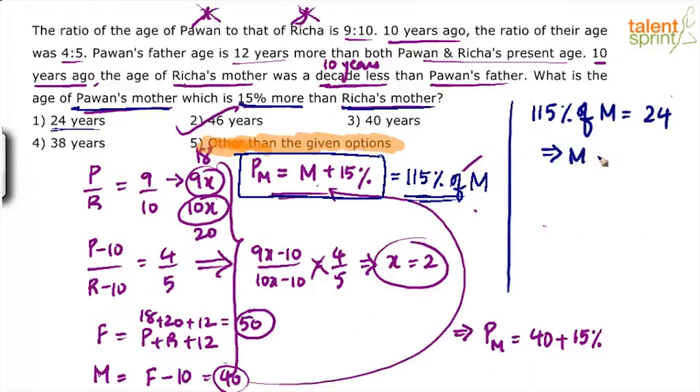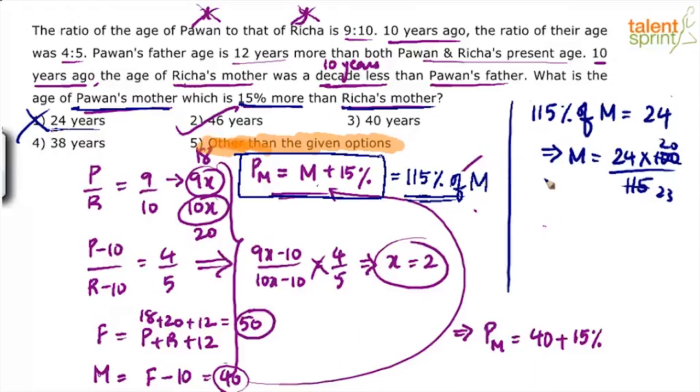M will come out to be what? 24 into 100 by 115. Will this give you an integer answer? No. Because this is like 5 into 20, 5 into 23. It will not be an integer value. Which means Richa's mother's age is not an integer. And I can actually avoid option 1. I can kill option 1 now, because if it is not an integer, it cannot be the answer.